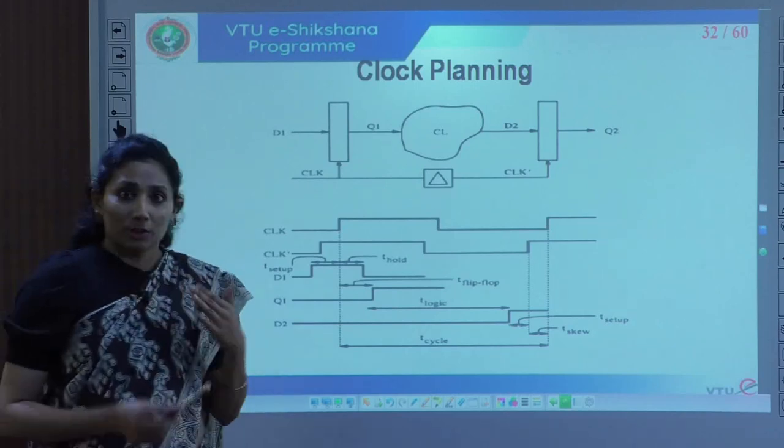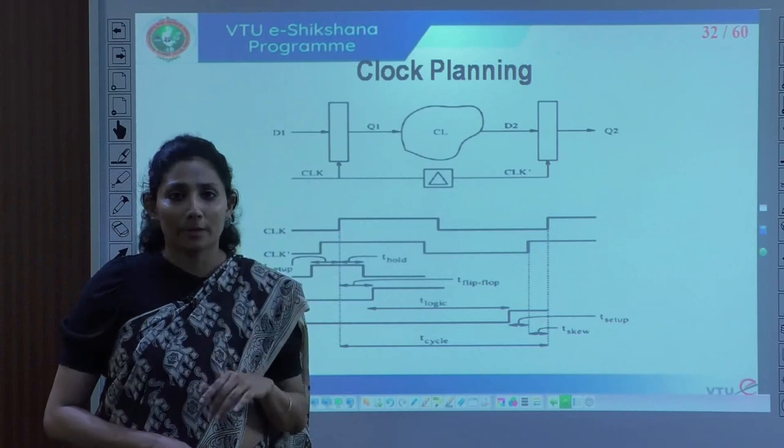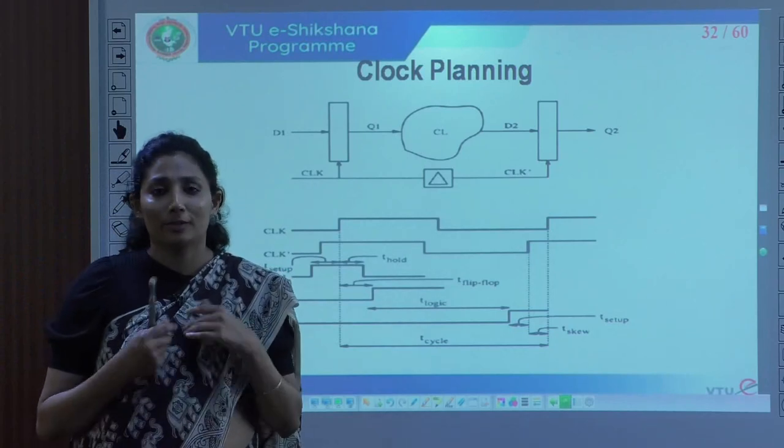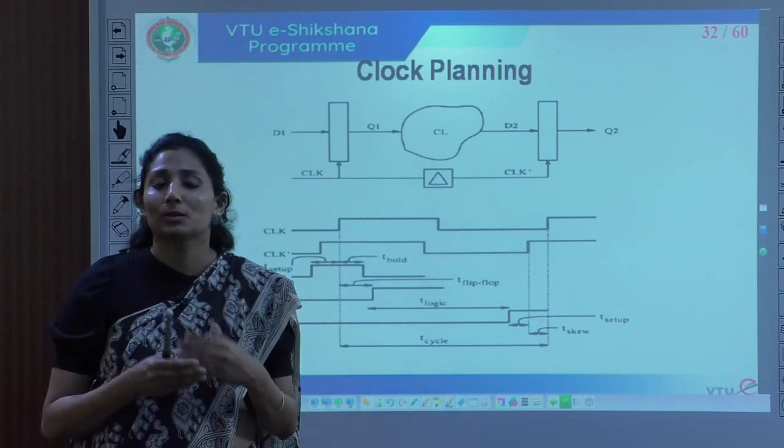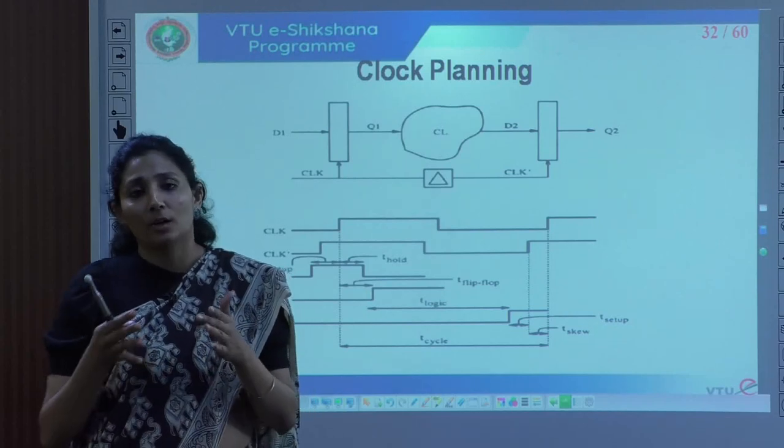Now we will go to the clock part of it. Similar to power, clock is again a very, very important aspect. I have introduced the oscillator, where to place the oscillator, and why to place the oscillator at the center: you have to avoid clock skew.